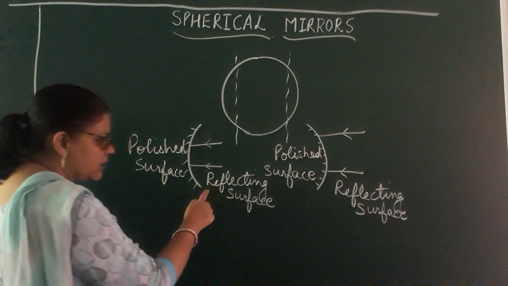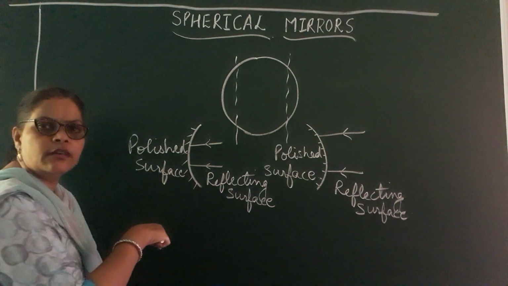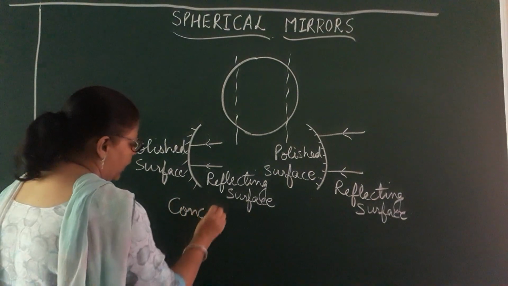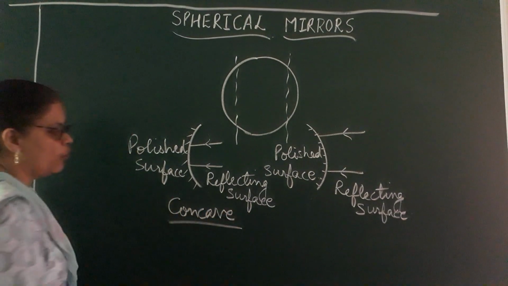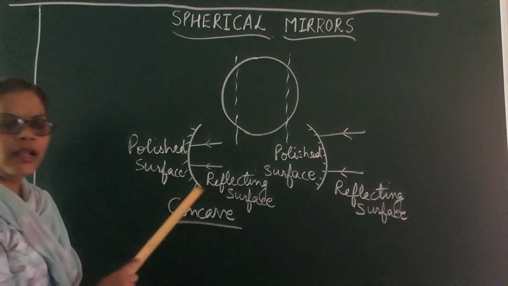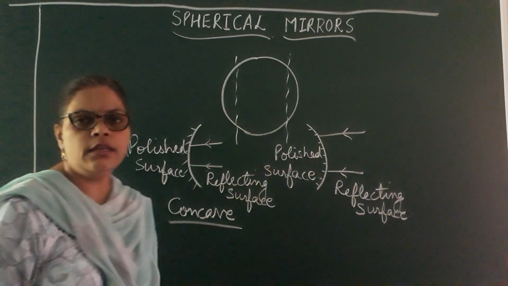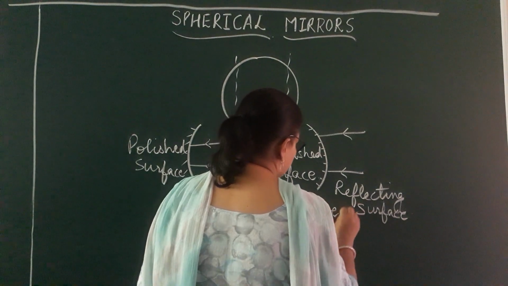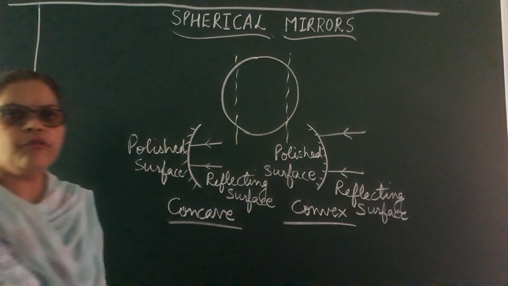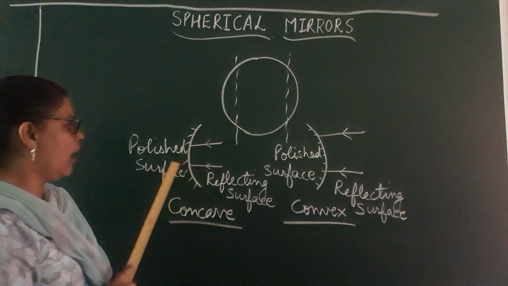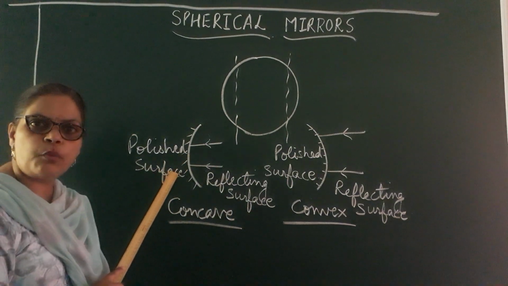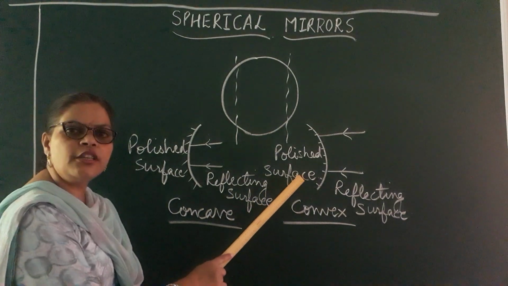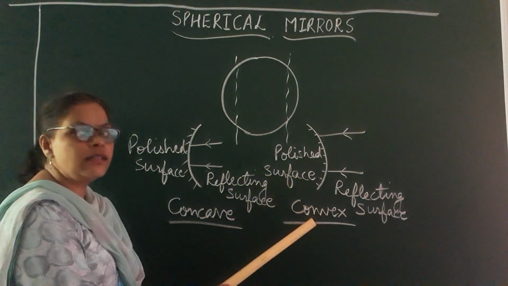So remember, this type of mirror in which the outer surface is polished and the inner is reflecting is known as a concave mirror. Children, this is known as a concave mirror. While this one, in which the inner is polished and the outer is reflecting, is said to be a convex mirror. You have to be very, very clear with this. When the outer bulge is polished, it is known as a concave mirror, and when the inner surface is polished, that is known as a convex mirror.